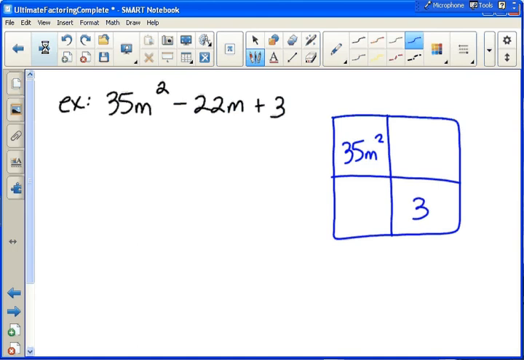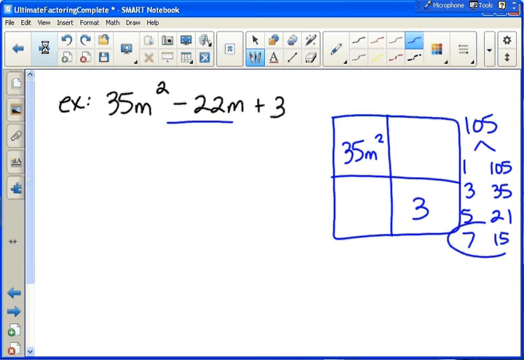It has the terms 1 and 105, 3 and 35, 5 and 21, or 7 and 15. The only ones of those that will add up to negative 22 would be 7 and 15. To add up to negative 22, they would need a negative 7 and a negative 15. So I put a negative 7m and a negative 15m.